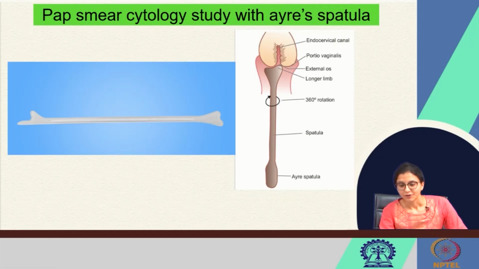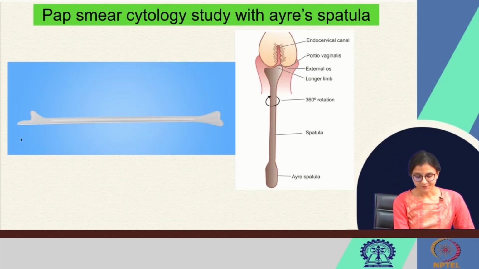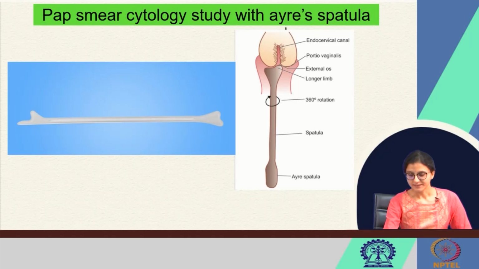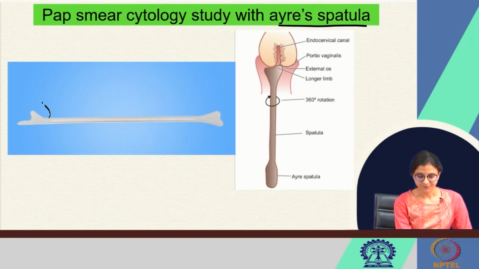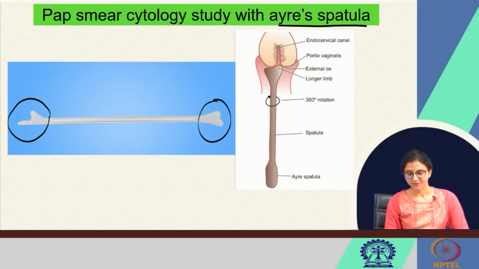Here we will discuss the cytology study of the cervix, which is also known as the pap smear. This pap smear is taken by this Ayre spatula. This is the Ayre spatula and it has two ends. These two ends have two different uses. This end is blunt.